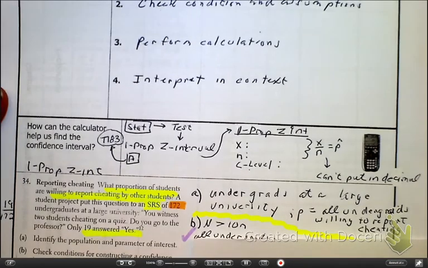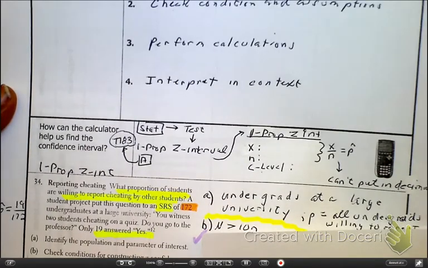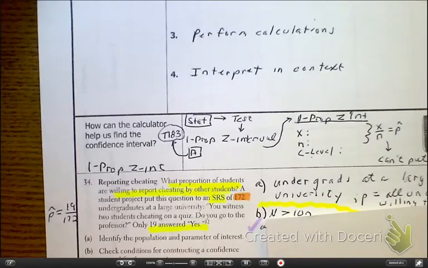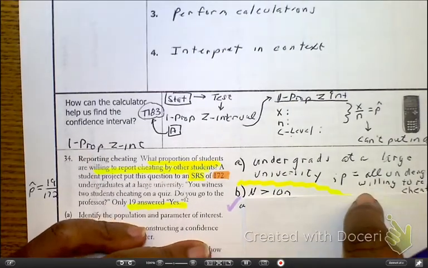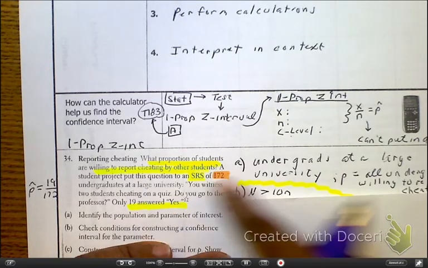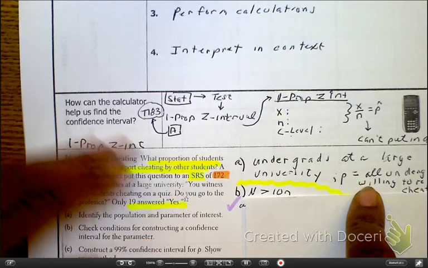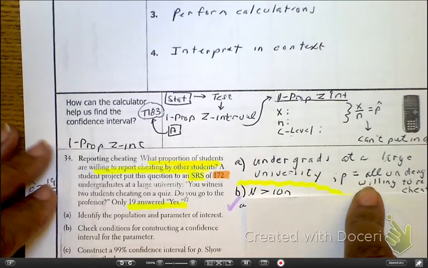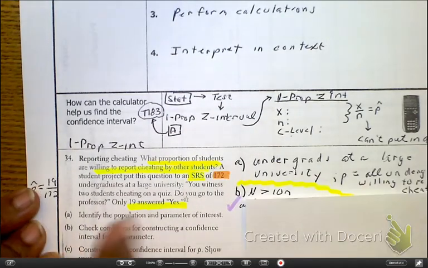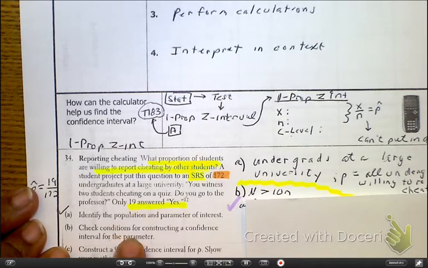But based on this information, if I have met my conditions and assumptions, which we will see in a minute, then if it's true for this sample, it's going to be true about this population. And that's what inference is all about. If it's true for the little guys, it's true for the big picture. So check, we've done A. Now we have to check our conditions and assumptions.